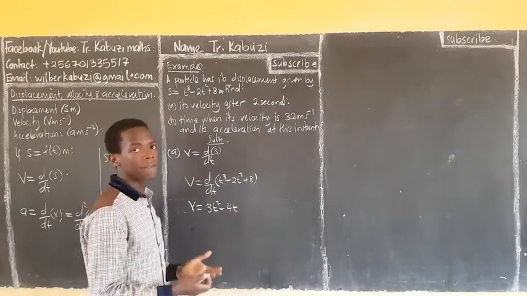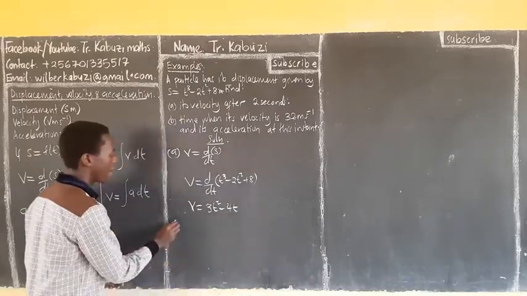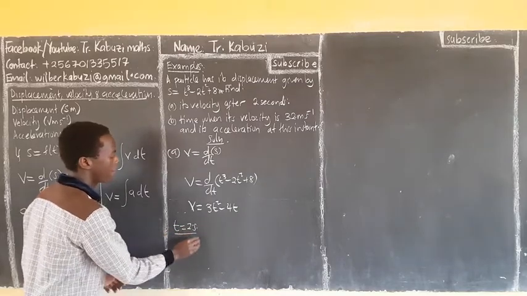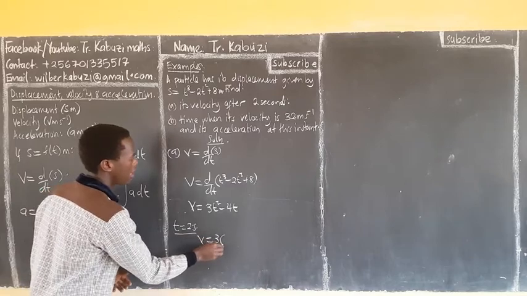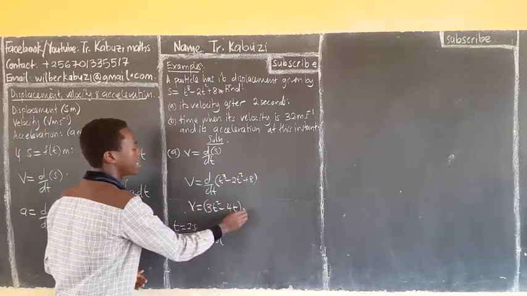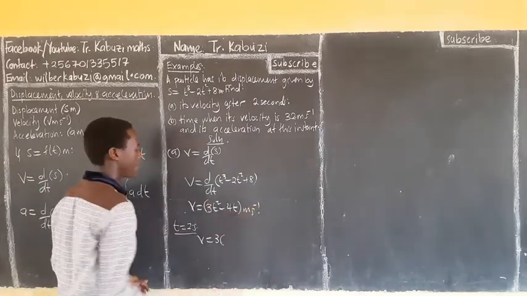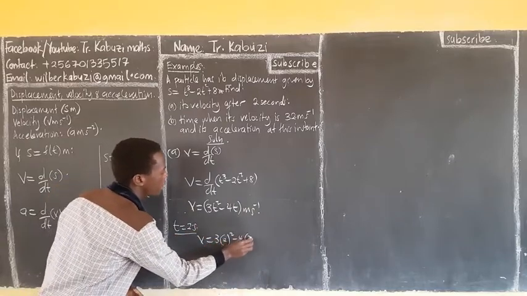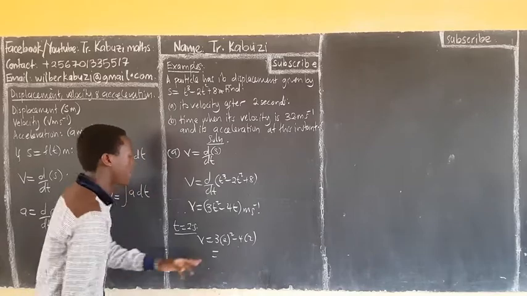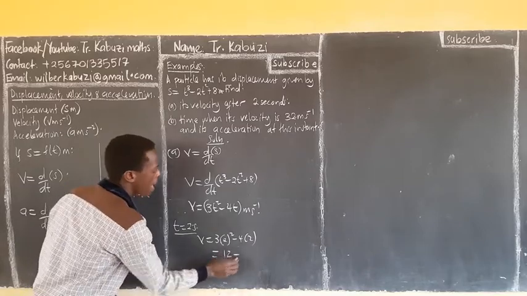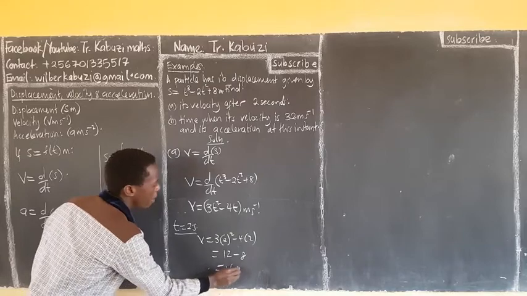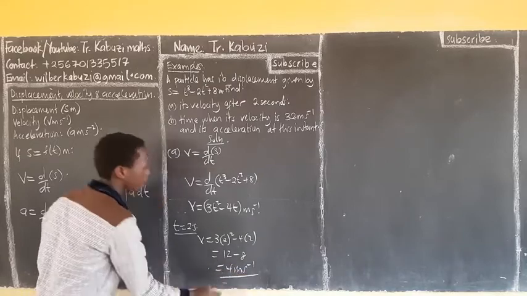They want us to get the velocity after 2 seconds. So when t is 2 seconds, my velocity will be 3 times 2 squared minus 4 times 2. Of course, this expression is in meters per second. This gives 12 minus 8, which is 4 meters per second.